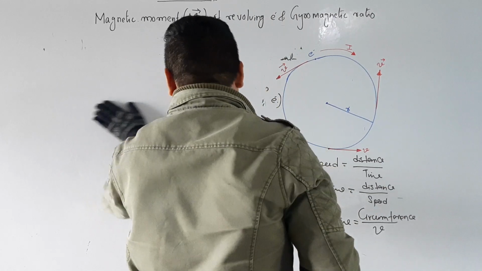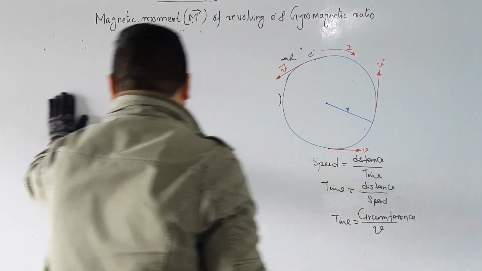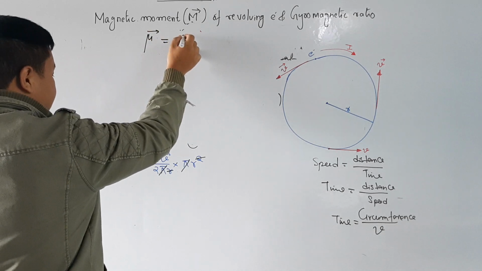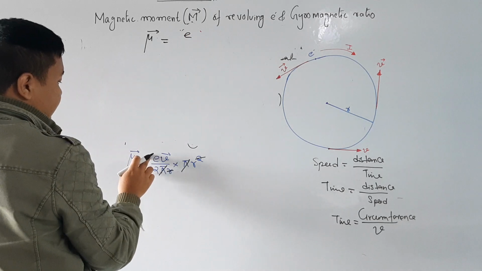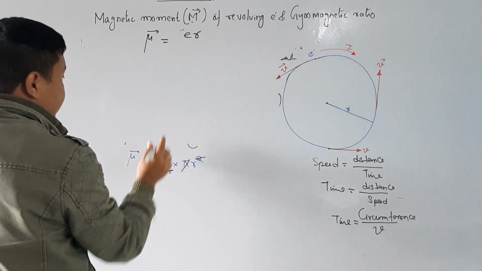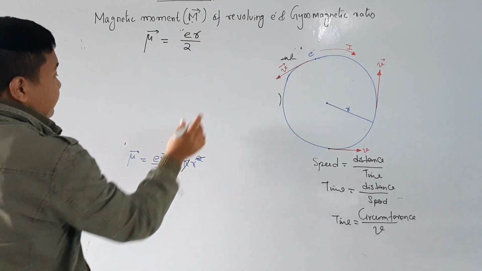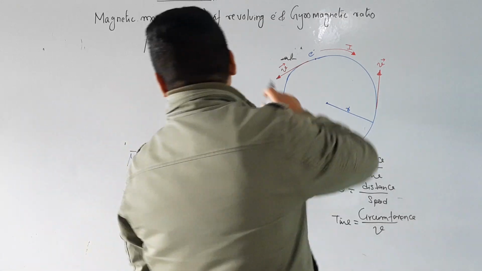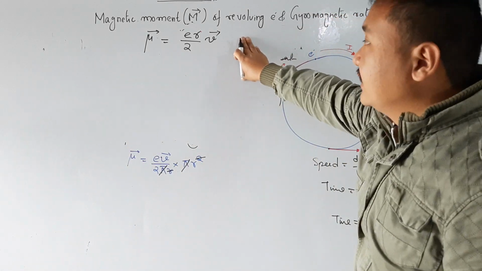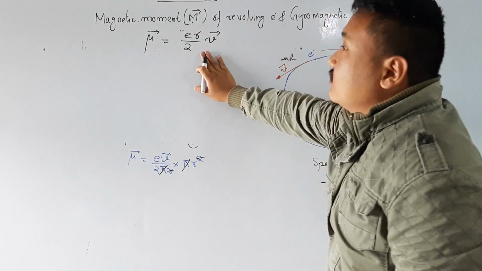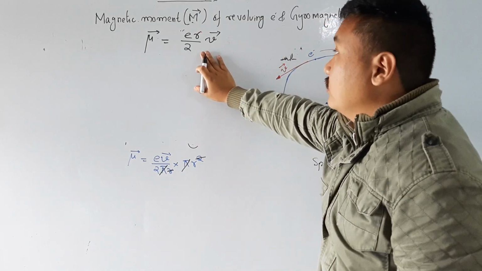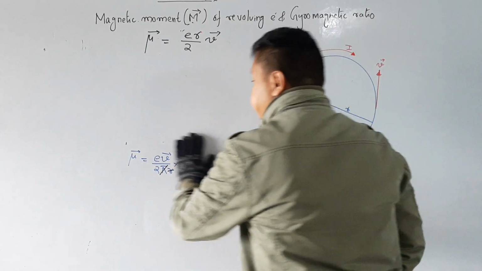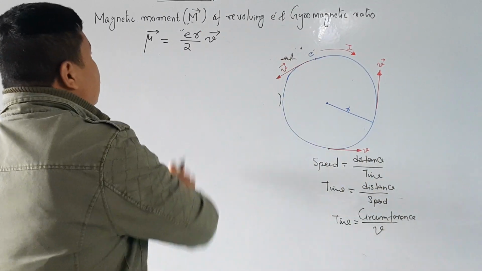It has now become a very simple equation. Now I will get mu vector is equal to E, and there is one r, divided by 2, and there is velocity vector. Okay, so this is my magnetic moment of revolving electron. What is this? Magnetic moment of revolving electron. So some books will write M, some books will write mu. You should not worry. So we got the value of magnetic moment.